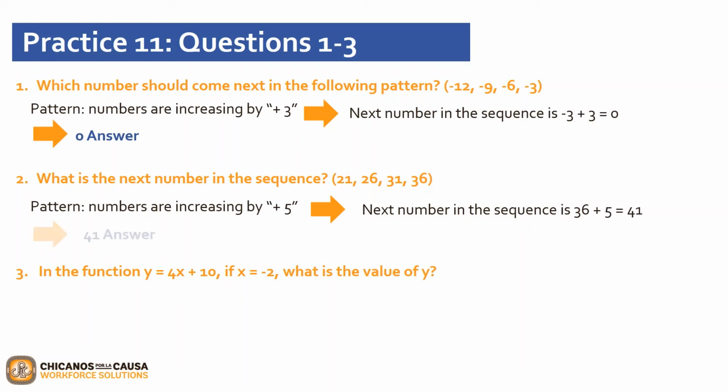Now lastly, in the function y equals 4x plus 10, if x equals -2, what is the value of y? Just like before, we're going to plug in that x into our original formula. So we take y equals 4x plus 10, plug in our -2, giving us y equals 4 times -2 plus 10, which we further break down into y equals -8 plus 10, giving us a final answer of y equals 2. Good job, everyone.